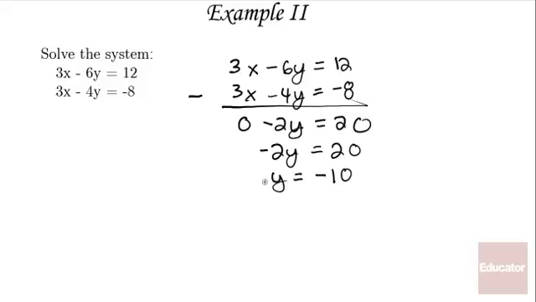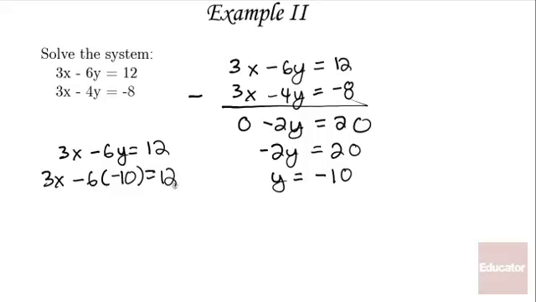Once I have that, the rest of it is pretty simple. I just need to substitute y equals negative 10 into the first or second equation, into either equation actually. I'm going to go ahead and substitute it into this first equation. 3x minus 6y equals 12. That's 3x minus 6 times negative 10 equals 12. Or 3x plus 60 equals 12.